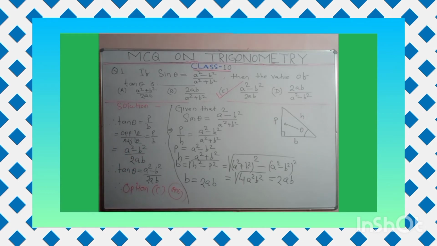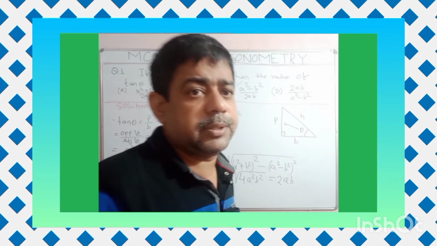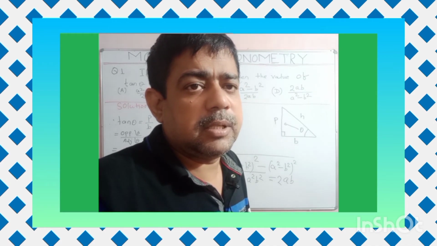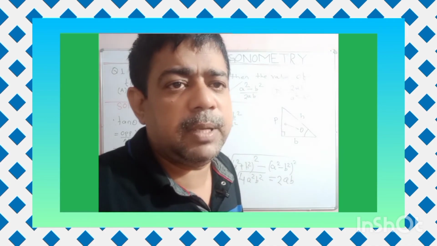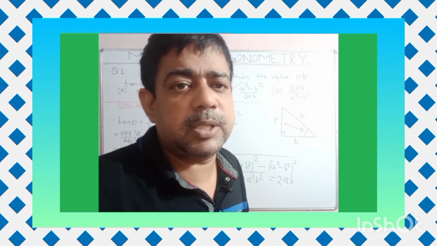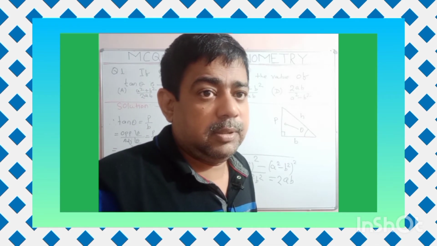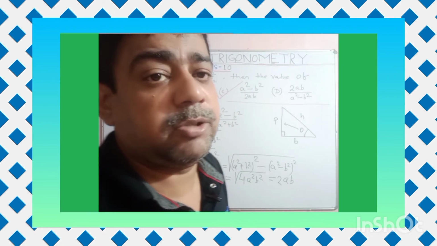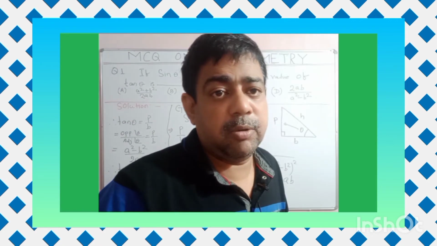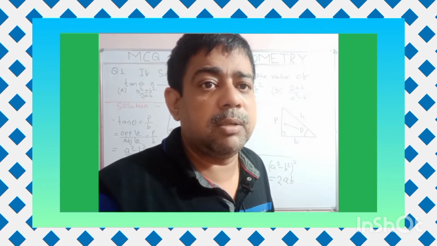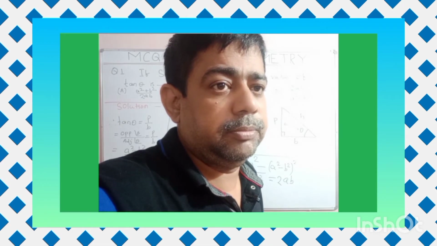Is it clear, students? Understand? Okay, just follow it. This is a similar type of problem. If one of the trigonometric ratios is given, you have to find the other trigonometric ratio. First of all, you find the three sides using the concept of the given trigonometric ratio by the Pythagoras theorem. After finding the three sides, you can find any trigonometric ratio. Okay, understood? Okay, thank you.